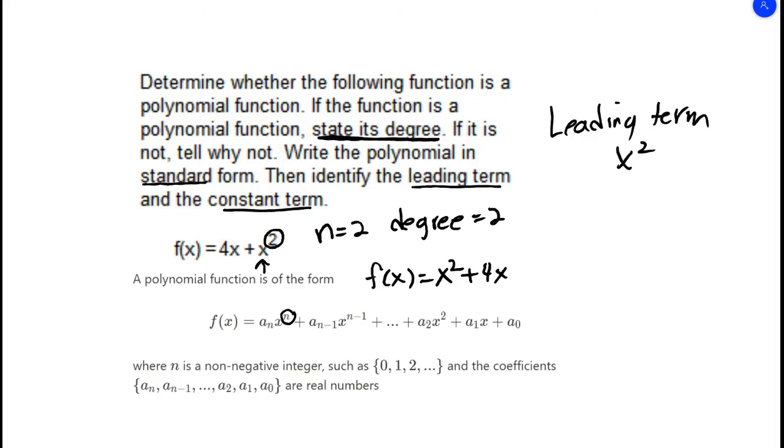And the constant term would be the last term, and that term does not have a variable. And our constant term is going to be 0. We don't have a term listed here without a variable, so we're going to assume that is a 0.